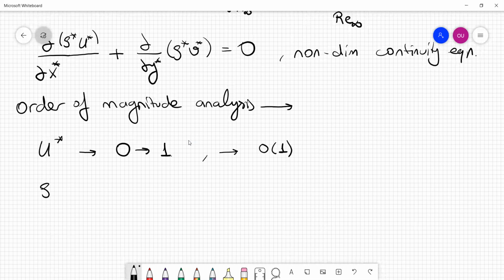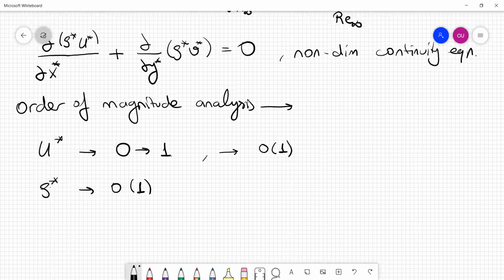Similarly, if you do the same thing for rho star within the boundary layer, it is also rho over rho infinity, and similar discussion applies. It will also have an order of magnitude of 1. So the numerical value of rho star will be a number that has an order of magnitude around 1.